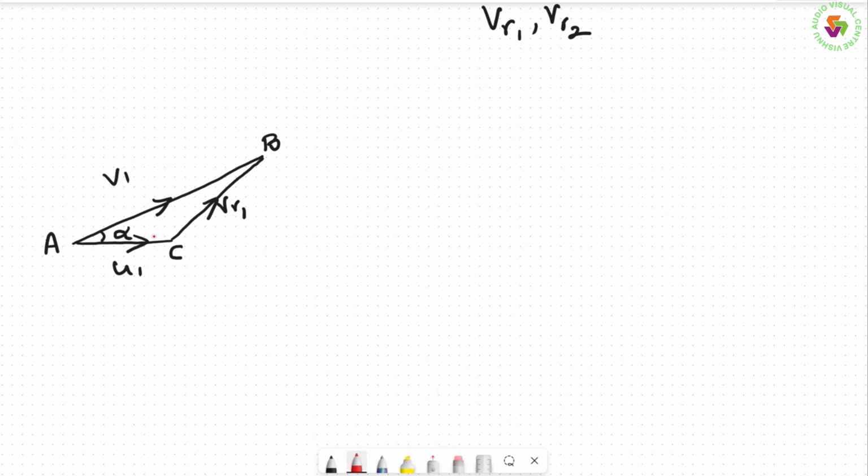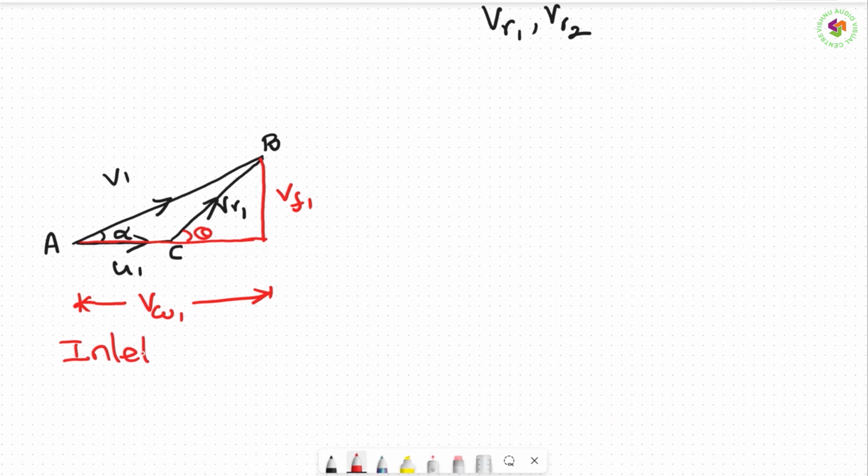Then take the horizontal and vertical components. This is the horizontal component, the red one. This is the vertical component. This one we call VW1, and this one is VF1. The angle made by VR1 with the horizontal is theta. So this is as far as the inlet velocity triangle.